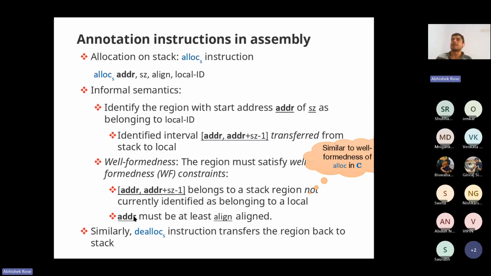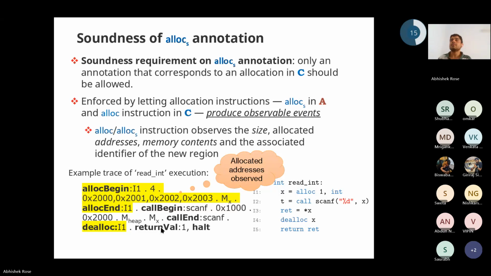Similarly, the target addr must be aligned at least by the alignment required for the local. Right. So these are the semantics of alloc-s that we impose, and our assembly program will be annotated with these instructions that allow us to correlate the two programs and establish correct translation. The second instruction that we have is the dealloc-s instruction, which essentially transfers the interval back from the local to the stack. So it undoes the work of the alloc-s instruction.